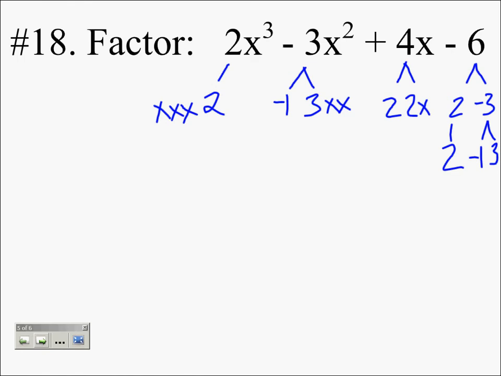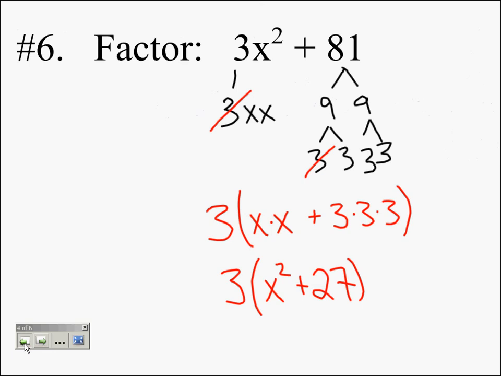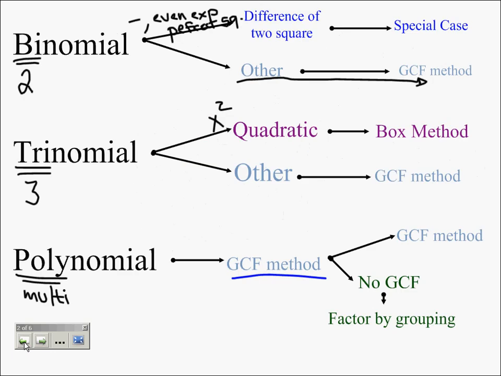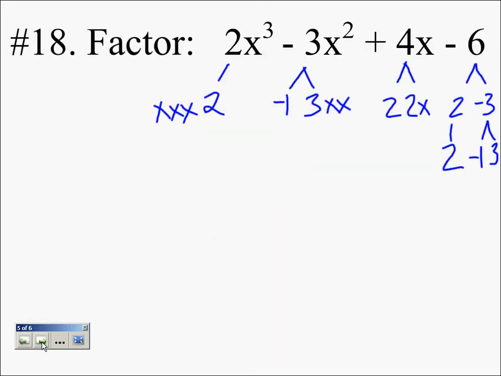Now I look across the board, and I need to look for something all 4 terms have in common. All of them have to have it. There's nothing that all 4 of them have. So I go back to that flow chart. So I've done the GCF, and if they have no GCF, then we want to move to factor by grouping.